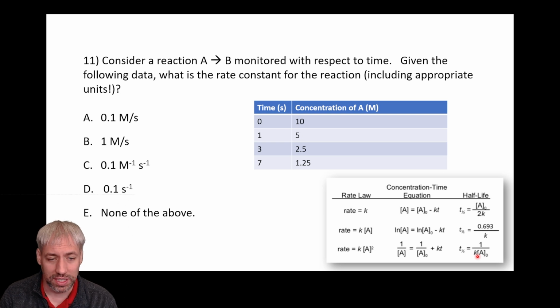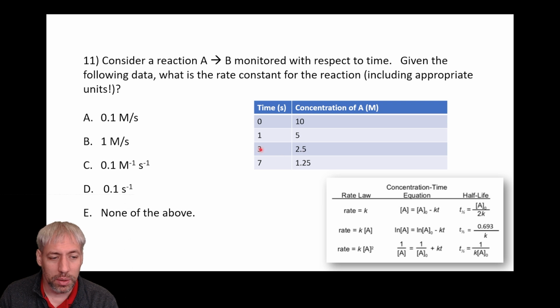And so just from this data in the table alone, we could graph it, we could figure out straight lines, or we could recognize that the half-life increases as concentration decreases. This means it's a second order reaction. It would have a rate law that looks something like this. But the question wants us to actually calculate a rate constant. And so we could do this a few different ways.